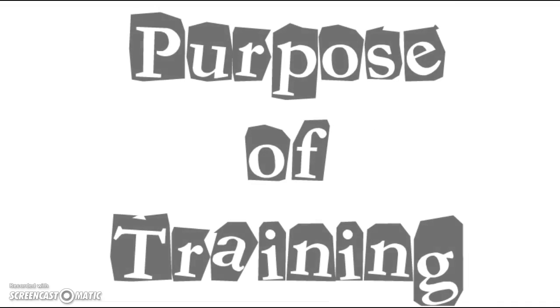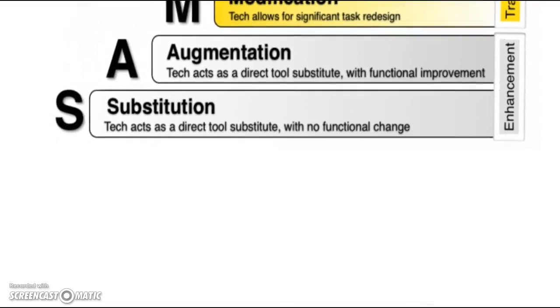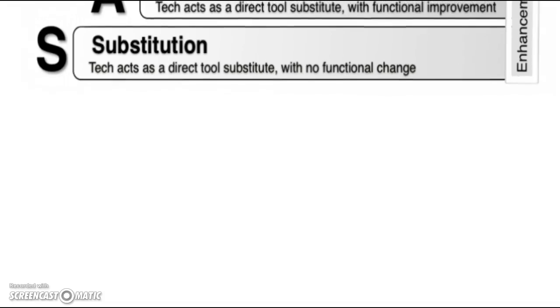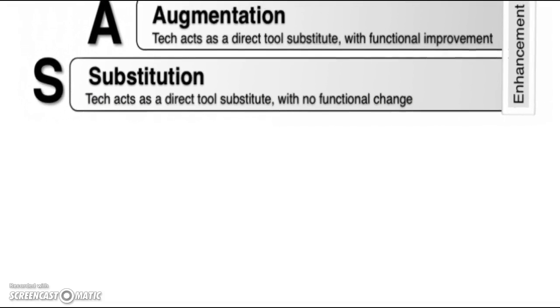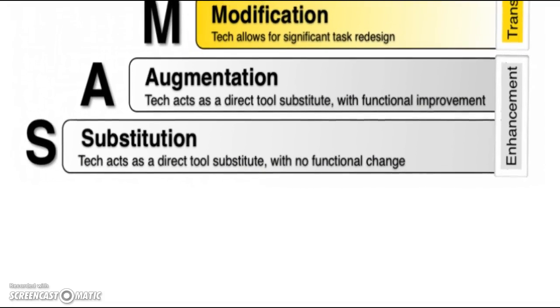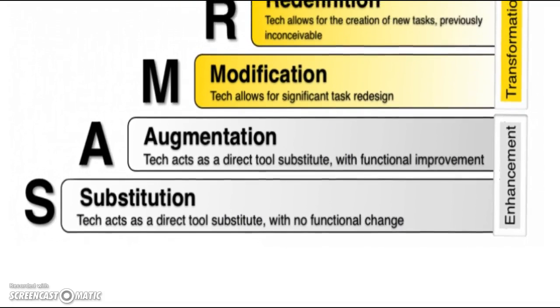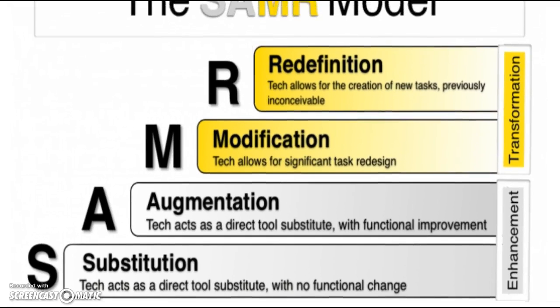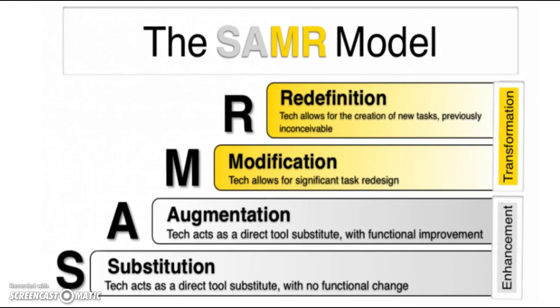The purpose of today's training, along with all the training this year, is to establish a framework for the integration of technology in our classrooms that will allow us to create the most powerful educational experiences for our students. The SAMR model consists of 4 levels divided into 2 parts. The 2 levels in the enhancement part are substitution and augmentation. The 2 levels in the transformation part are modification and redefinition.